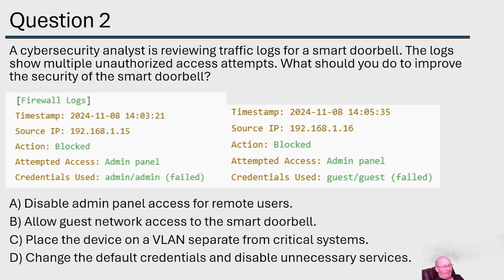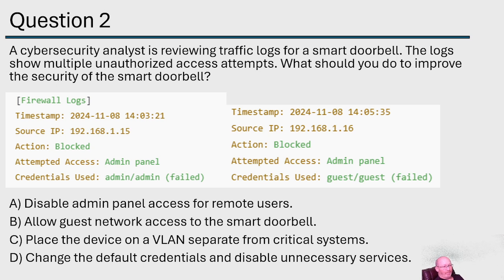B, allow guest network access to the smart doorbell. I don't know when I would ever allow my guest network to access my smart doorbell. Some people are probably asking themselves, why would you ever put a smart doorbell in an enterprise environment? Well, you'd be surprised what small businesses would do. And remember, there are more small businesses out there than enterprise businesses. Be aware of that. But B, I can't see anybody doing that, ever. And as a cyber professional, absolutely not.